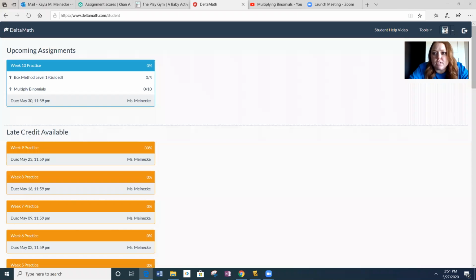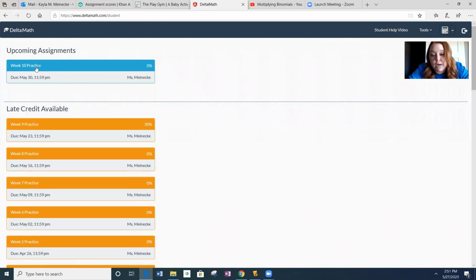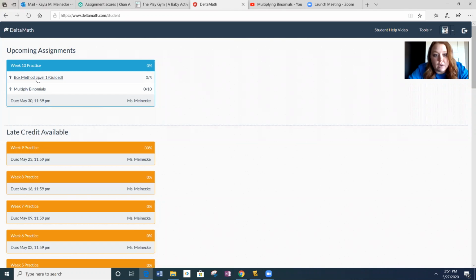I'm going to go over some of the Delta math, make sure you guys feel confident with it. So let me share my screen. Here we go. Okay, so what you should see on the screen hopefully is the Delta math. There are two little categories within week 10 practice: box method and multiplying binomials.